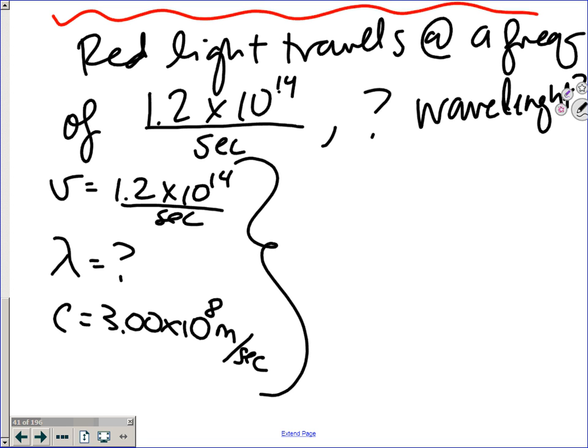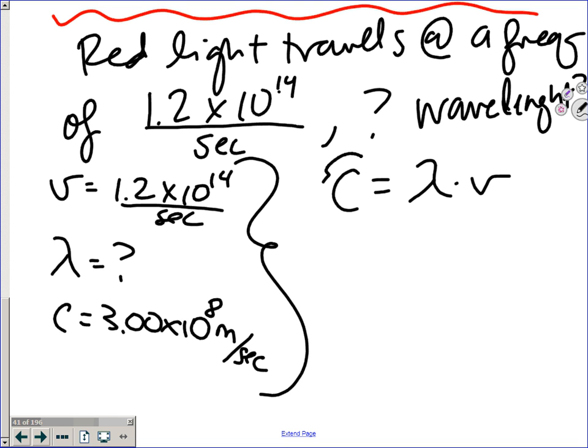So then your question was wavelength, we're good there. C is a given, as it will always be, and that's 3.0 times 10 to the 8 meters per second. So what is the golden equation, Zane? C is equal to frequency times wavelength.